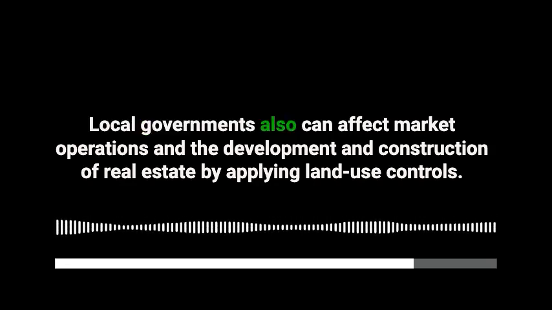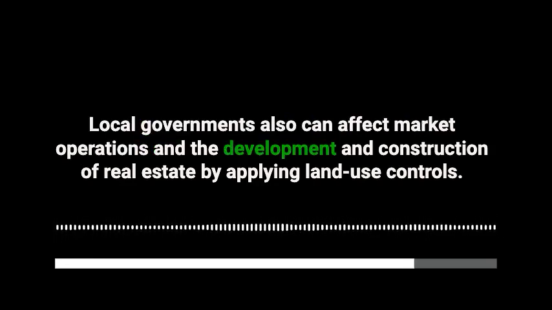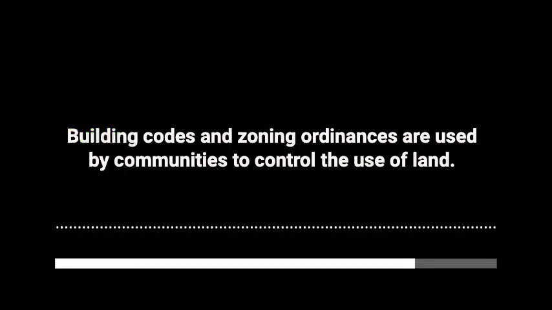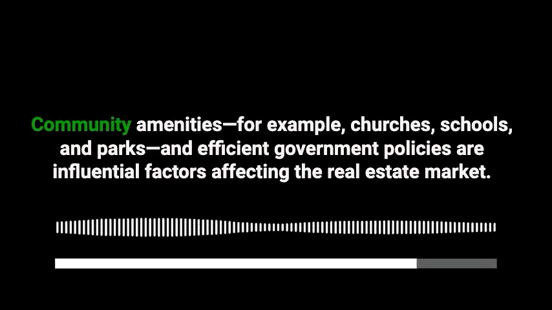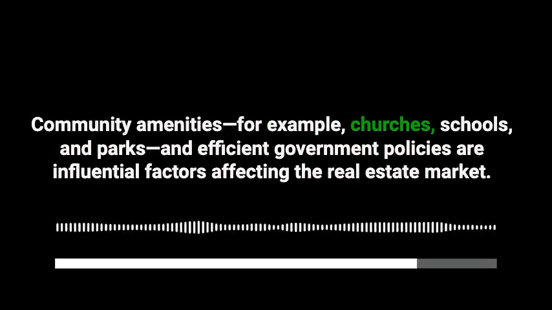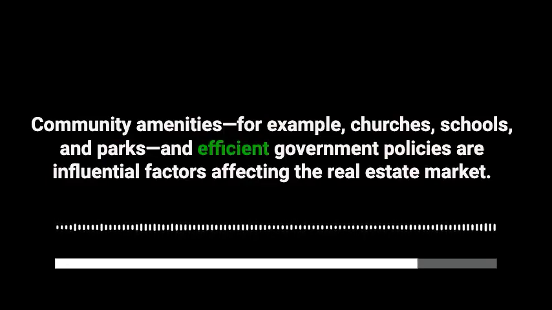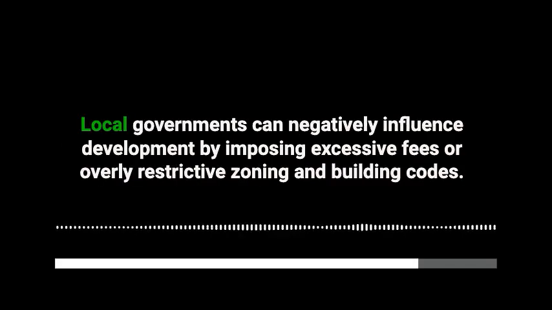Local governments also can affect market operations and the development and construction of real estate by applying land use controls. Building codes and zoning ordinances are used by communities to control the use of land. Real estate values and markets are thereby stabilized. Community amenities, for example, churches, schools, and parks, and efficient government policies are influential factors affecting the real estate market. Local governments can negatively influence development by imposing excessive fees or overly restrictive zoning and building codes.